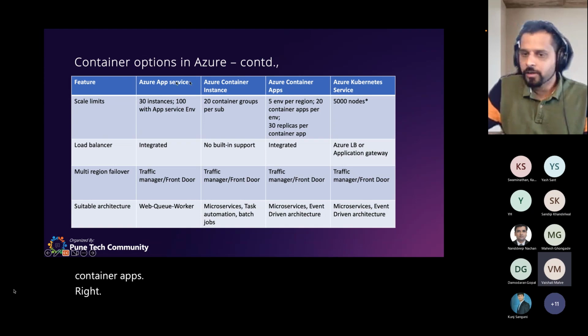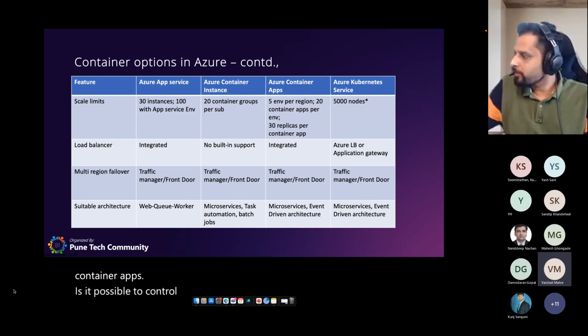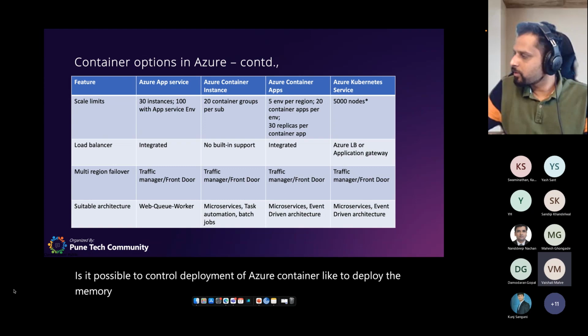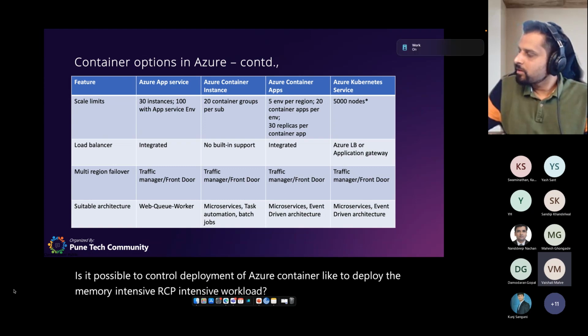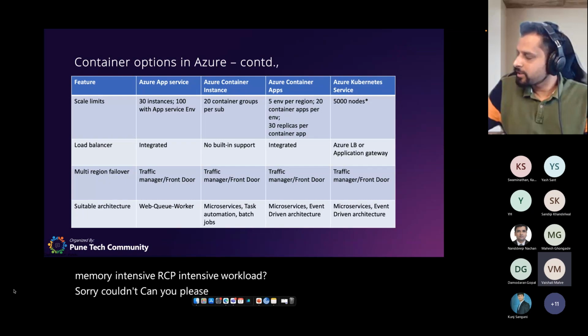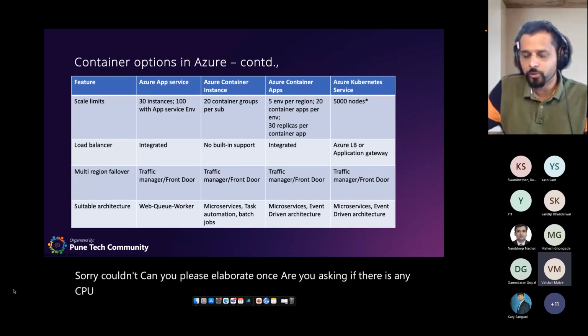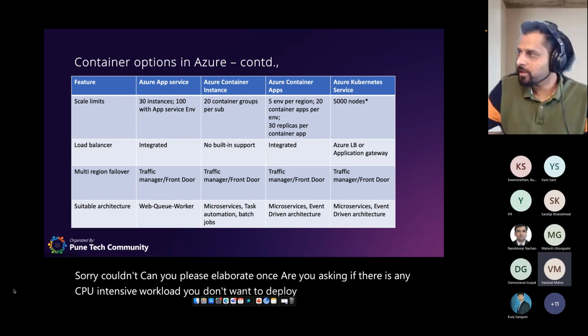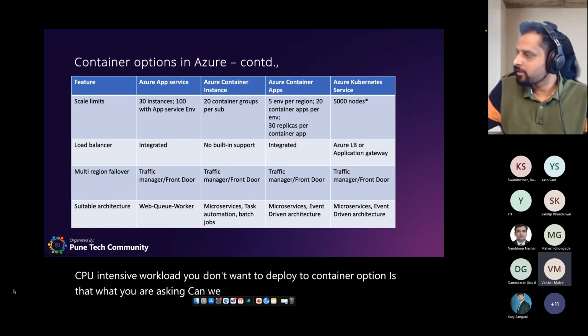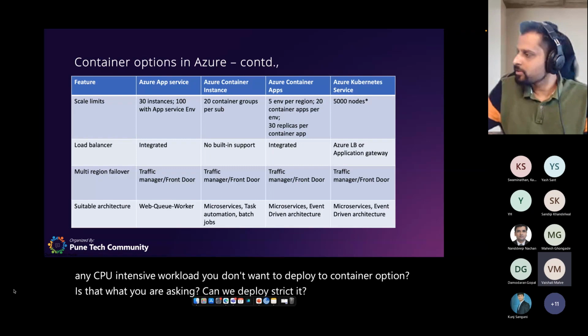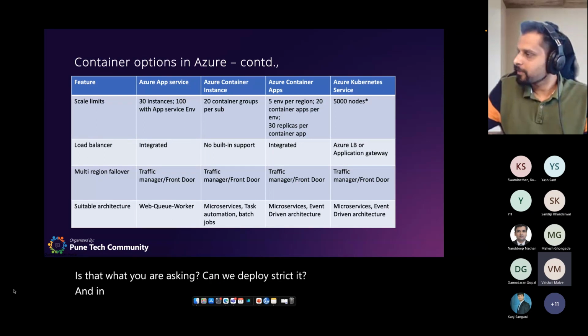It's possible to control deployment of Azure Container App, like to deploy to memory intensive or CPU intensive workload. Sorry, I couldn't get it. Can you please elaborate once? Are you asking if there is any CPU intensive workload you don't want to deploy to the container apps, and is that what you're asking? Can we restrict it? And Nikunj, if in case you are, please unmute.